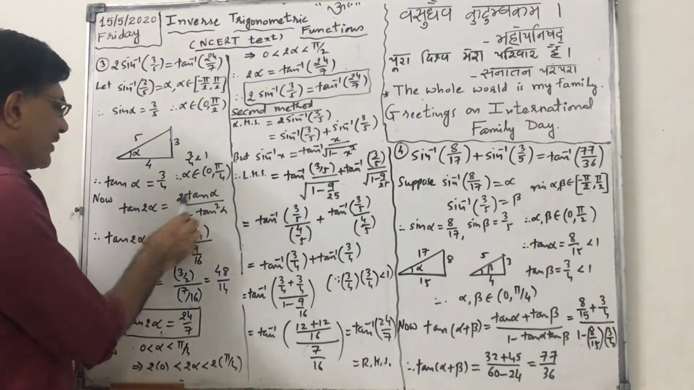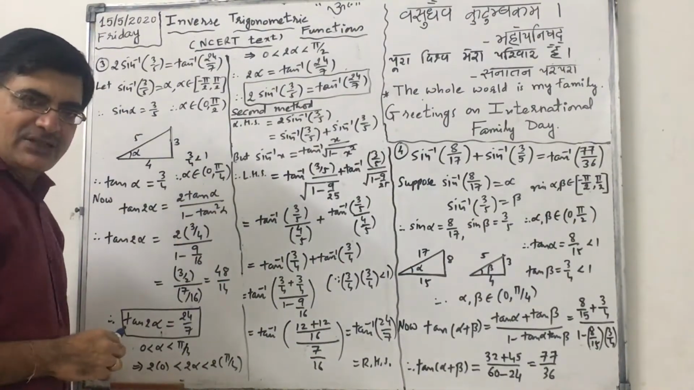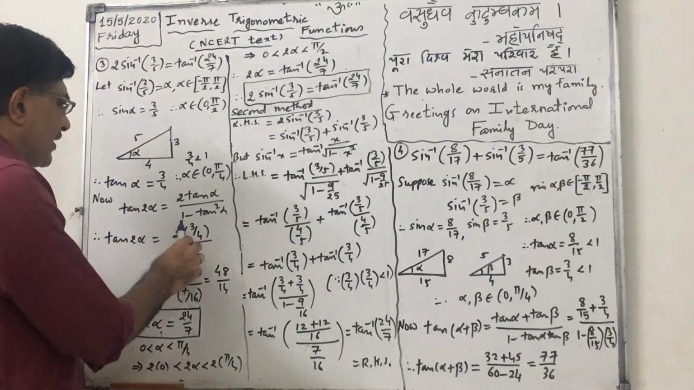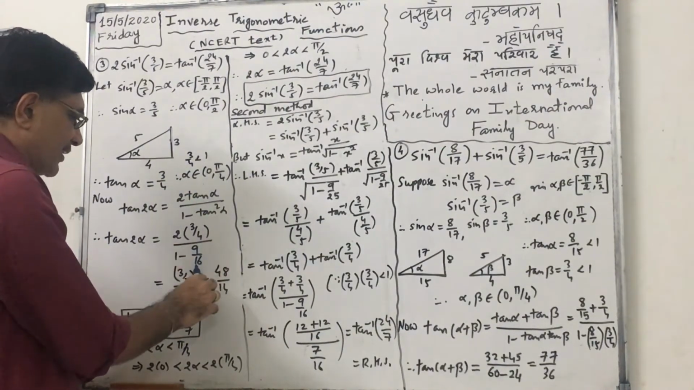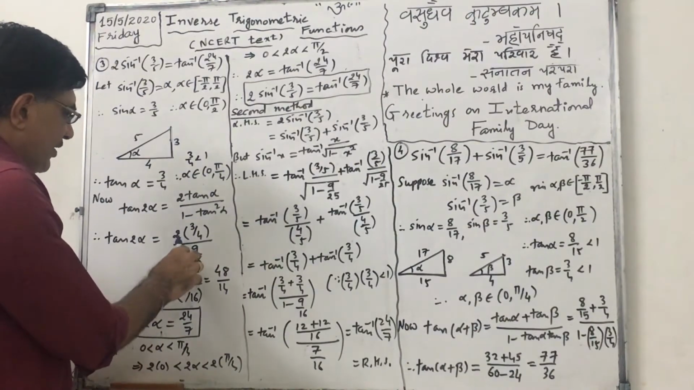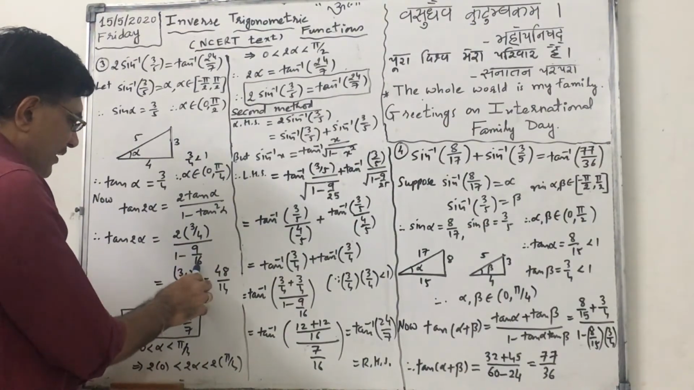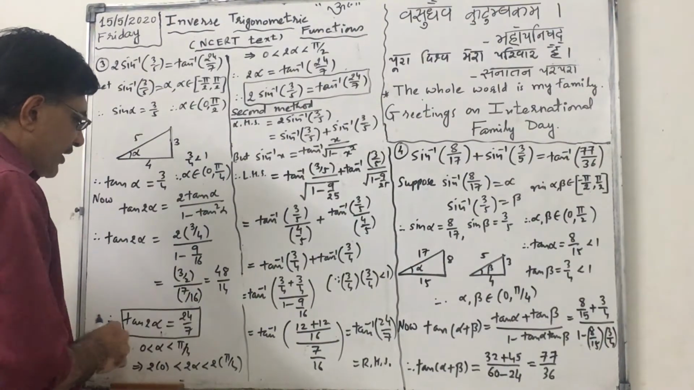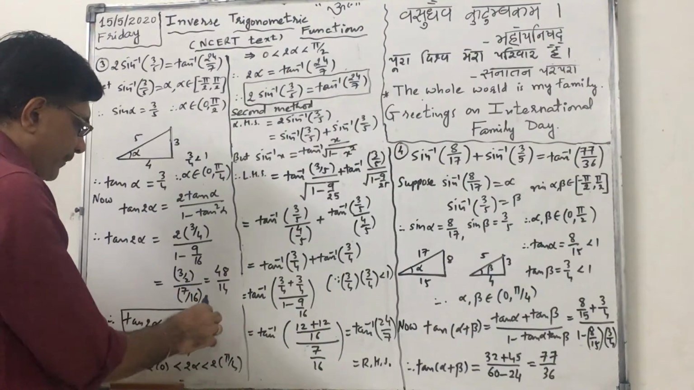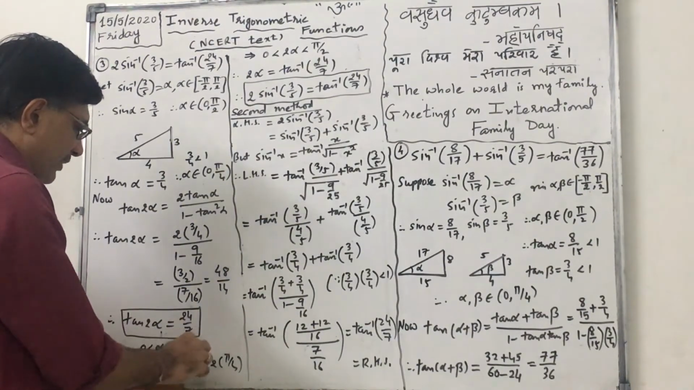Now tan 2 alpha equals 2 tan alpha upon 1 minus tan square alpha. So tan 2 alpha equals 2 into 3 by 4 upon 1 minus square of 3 by 4. That is 9 by 16. So this will be 3 by 2 actually, and this will be 16 minus 9, so 7 upon 16. This 16 will go in the numerator. So it will be 48 upon 14. So finally it is 24 by 7.